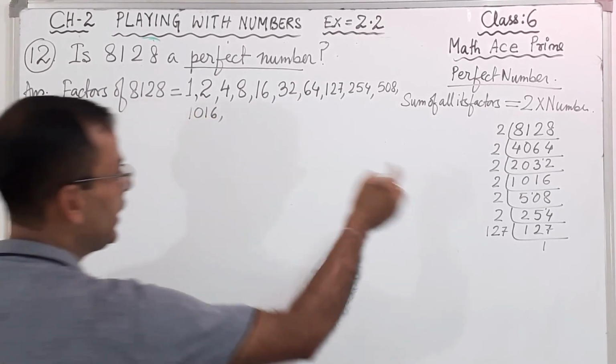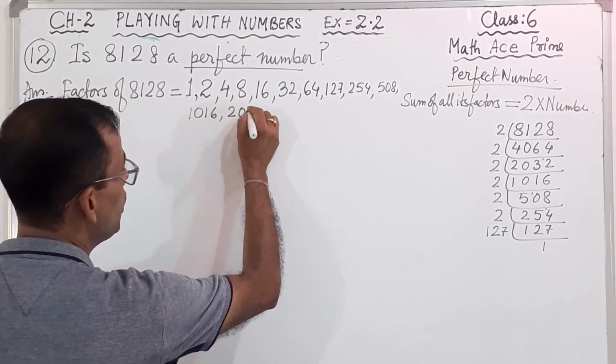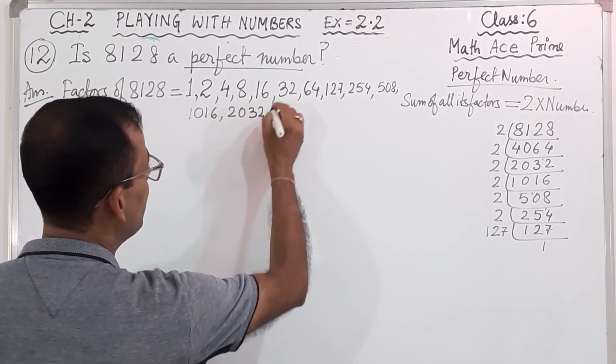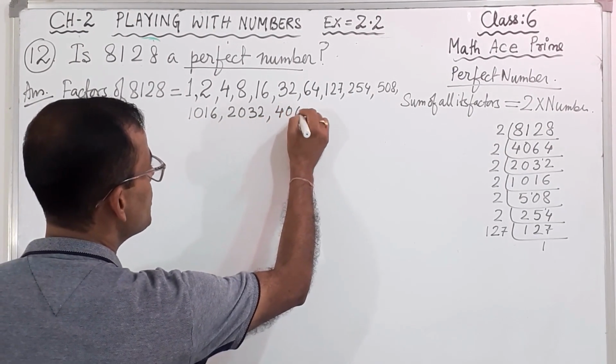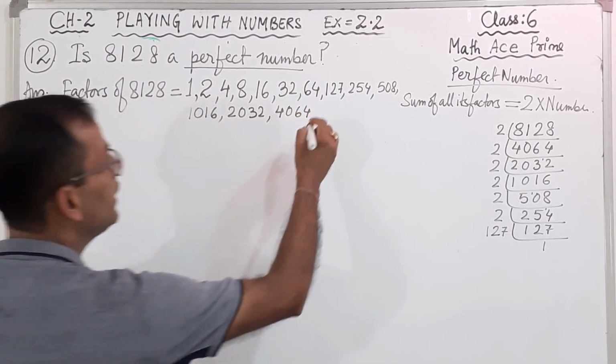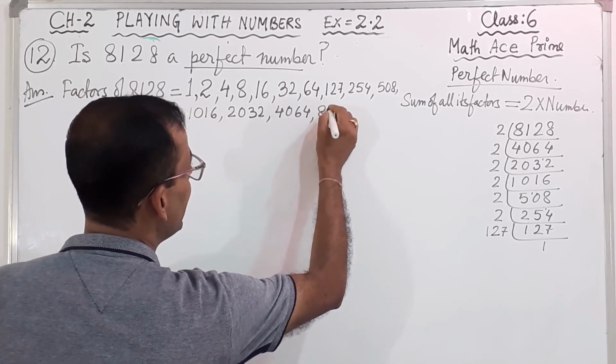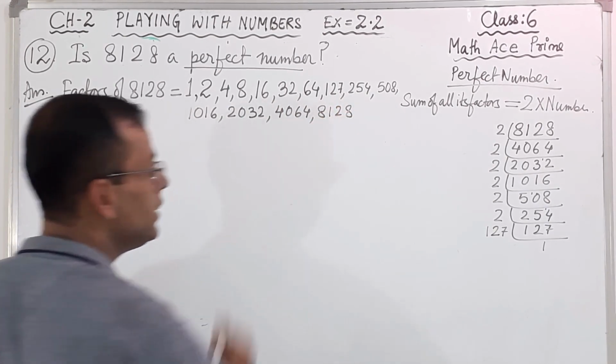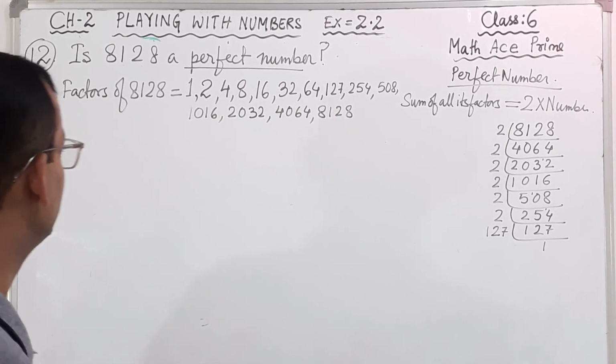1016. Then what comes? 2032. Then what comes? 4064. And then the last one, the number itself, 8128. So these are the factors.